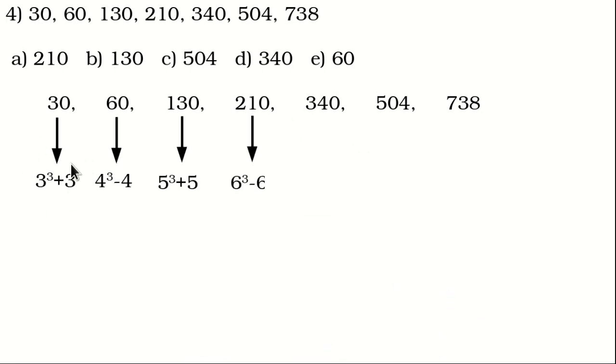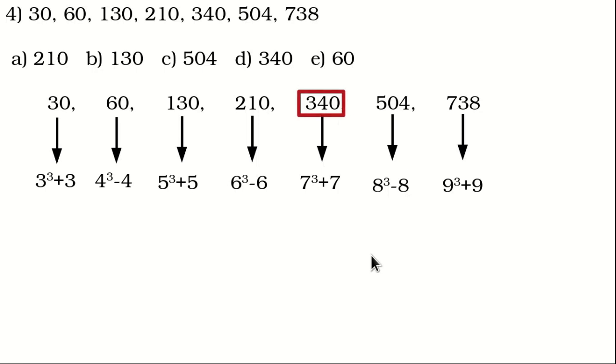30 can be written as 3 cube plus 3. 60 can be written as 4 cube minus 4. 130 can be written as 5 cube plus 5. 210 can be written as 6 cube minus 6. 504 can be written as 8 cube minus 8. 738 can be written as 9 cube plus 9. So your answer will be 340. Instead of 340, which number should be given? 7 cube plus 7 is 350.